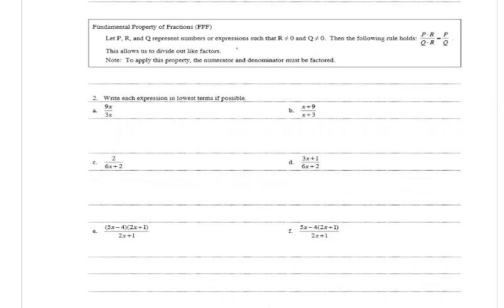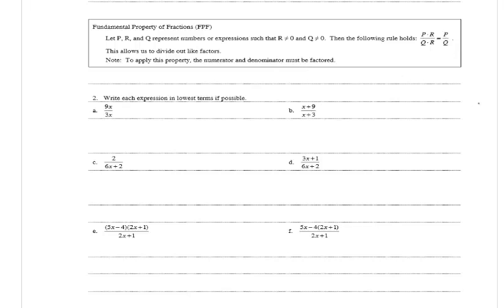It says let P, R, and Q represent numbers or expressions such that R is not equal to 0 and Q is not equal to 0. Then the following rule holds. P times R divided by Q times R is equal to P divided by Q. This allows us to divide out like factors. And it says note, to apply this property, the numerator and denominator must be factored.